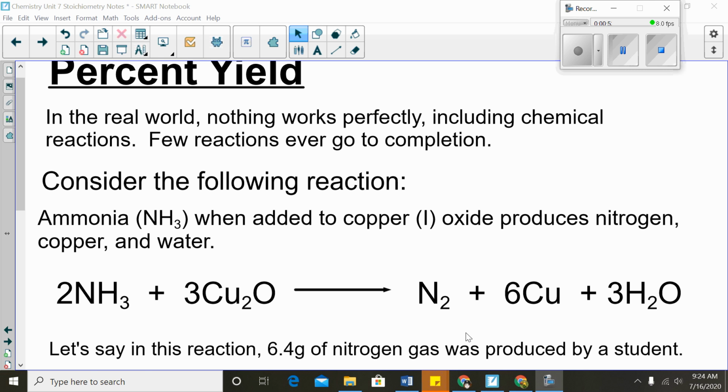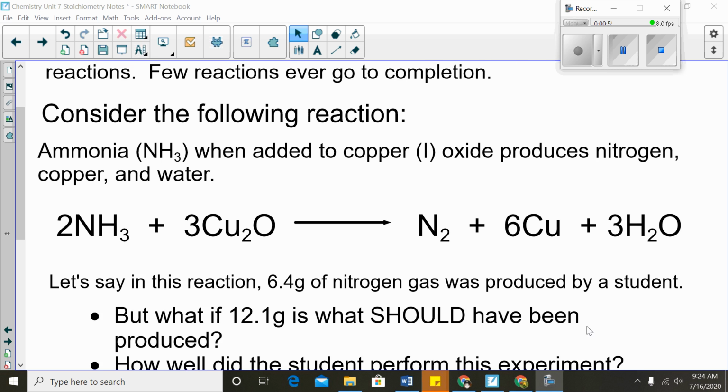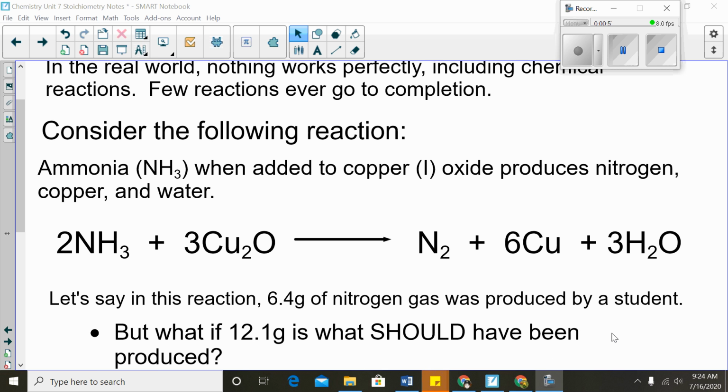Now, what if 12.1 grams is what should have been produced? So if this reaction was completed to perfection, no mistakes, everything worked properly, you should be getting 12.1 grams. You can actually just calculate that on paper. If you're starting with so much, right, how much nitrogen gas should you be getting? So there is a correct amount of nitrogen gas that should be produced.